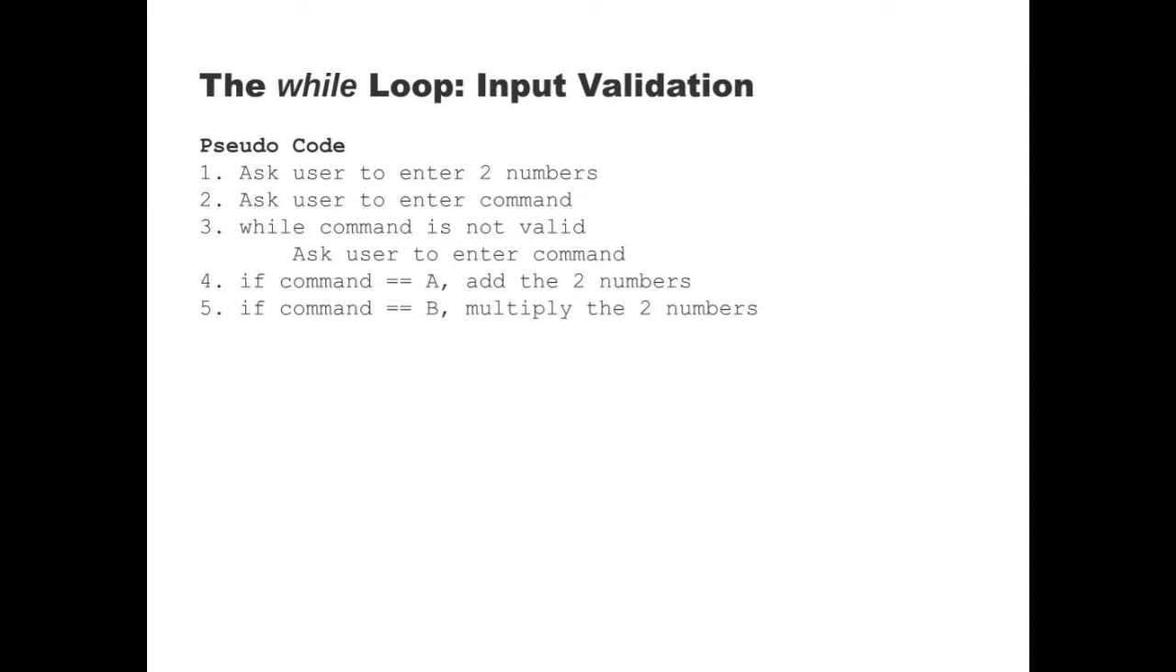step 4. If the command is A, then we add the 2 numbers. And in step 5, if the command is B, then we multiply the 2 numbers. So now we have a very clear understanding of the step-by-step logic of our input validation program. We can take this pseudocode and translate this logic into actual functioning Python code.